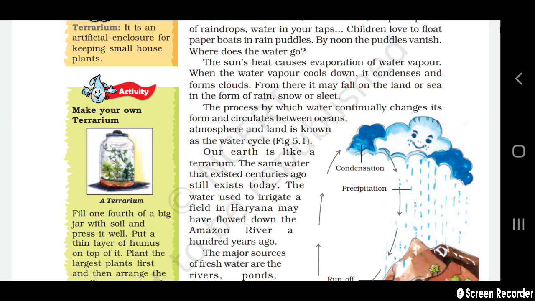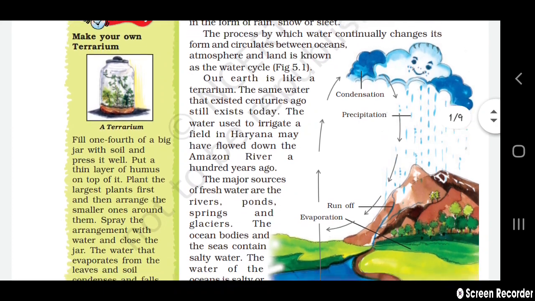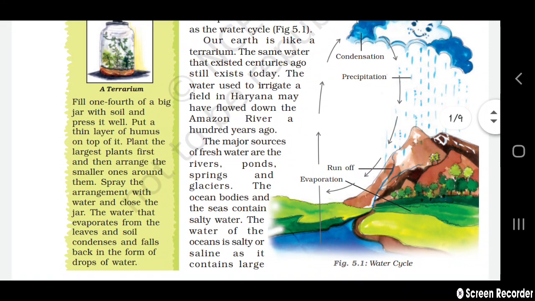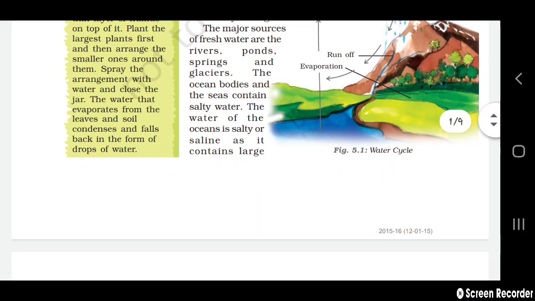And our earth is like a terrarium. The same water that existed centuries ago still exists today. The water used to irrigate a field in Haryana may have flowed down the Amazon River 100 years ago. The major sources of fresh water are the rivers, ponds, springs, and glaciers.